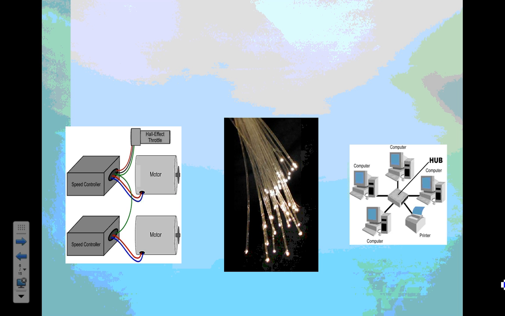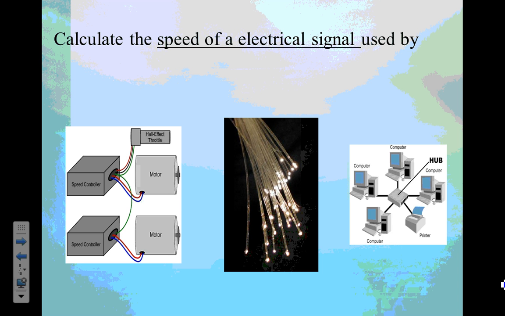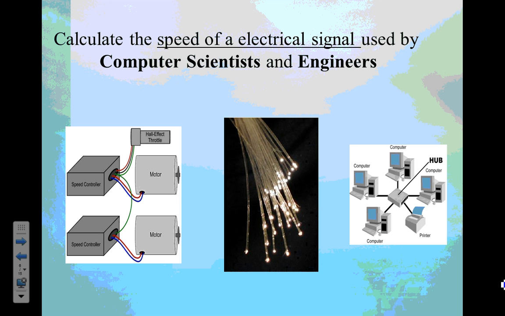If you want to calculate the speed of electrical signals, you are going to use logarithm. Who uses that mostly? Computer scientists and engineers. They use logarithm to calculate the speed of electrical signals from one modem to another. How does that work? You have computers. How does that work? You have your cell phone. How does the speed of electrical signals work? Logarithm is using that.